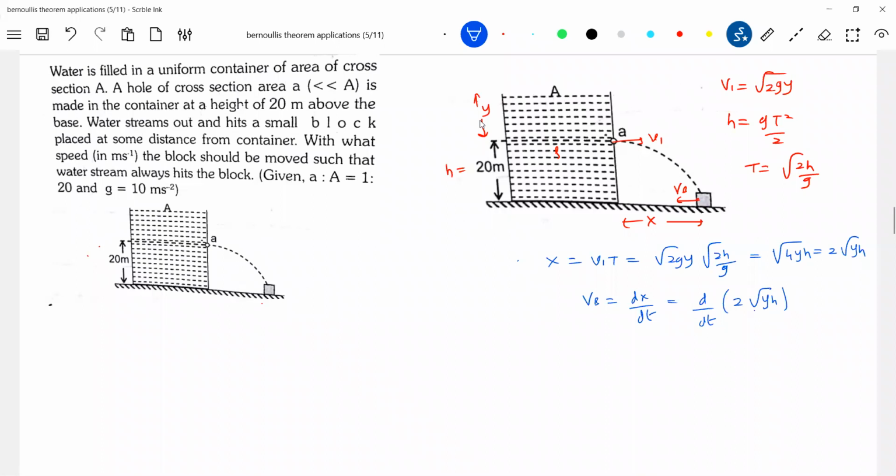So h is fixed, no? h is not variable. Y is variable. So therefore I'm going to differentiate this one. So this v_B is equal to 2 root h taken outside. The derivative of root y will become 1 by 2 root y dy by dt. The 2 also gets cancelled. So we'll finally end up with root of h by y times dy by dt.